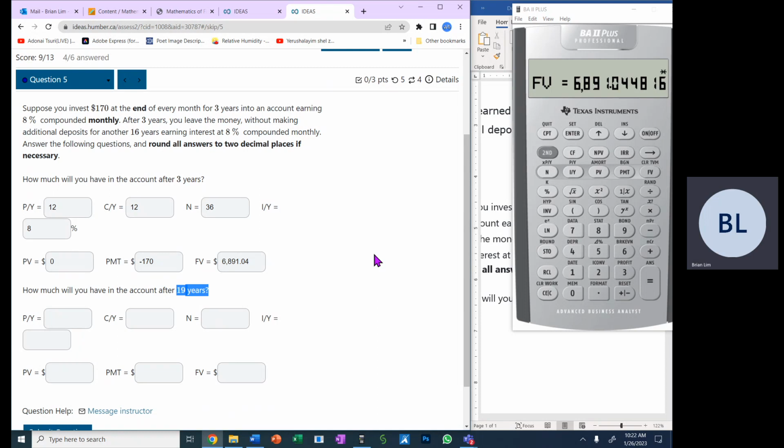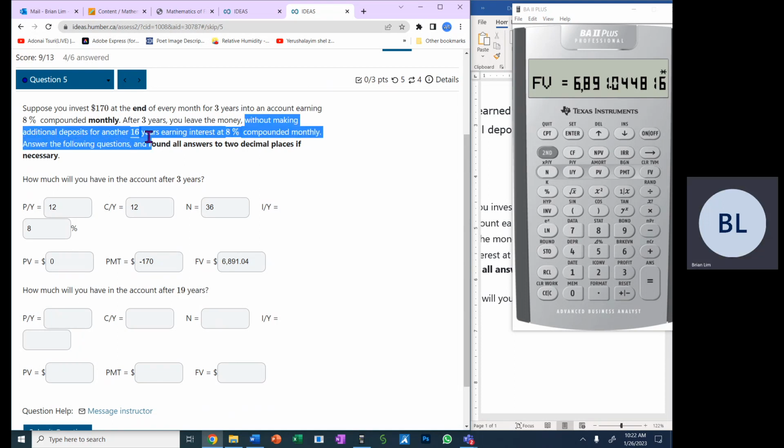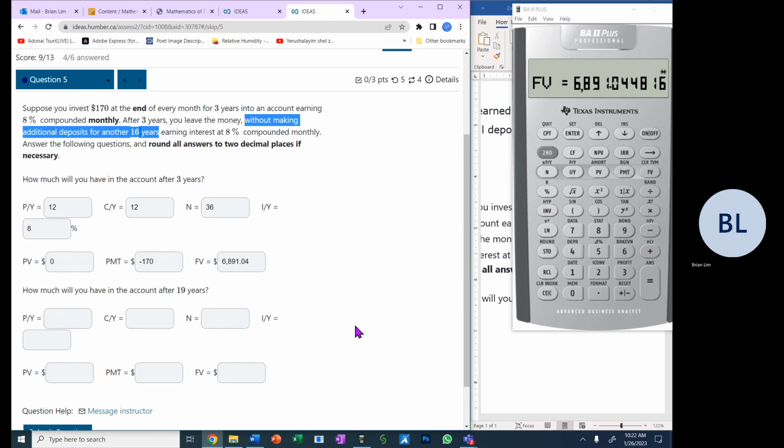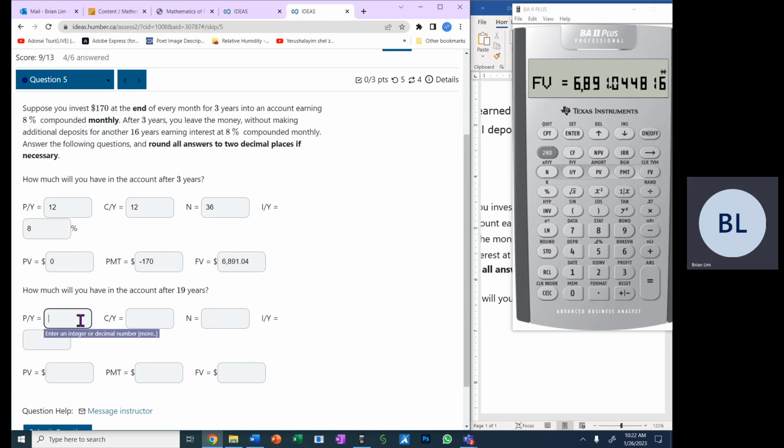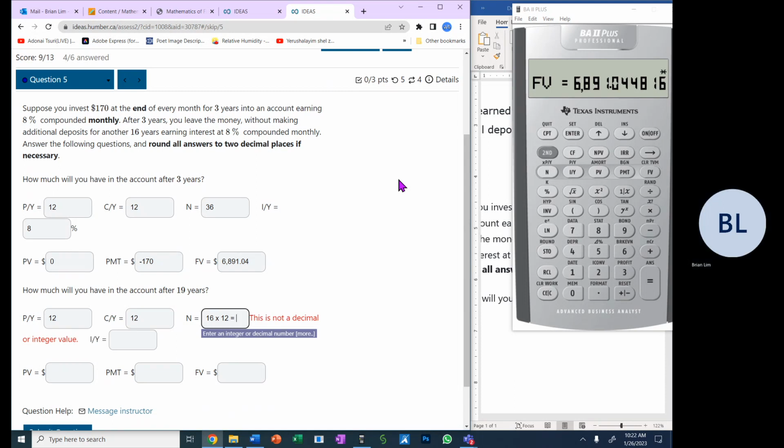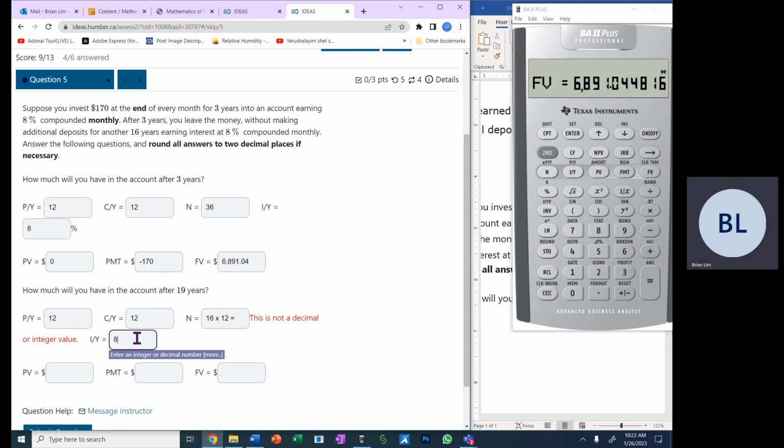Okay, so this second part is 16 years, all right? Because it says without making additional deposits for another 16 years. So P/Y will remain the same at 12 and C/Y will also be 12. And the number of years, well, N, we will use the calculator to do it, but what it does is multiply 16 years by 12 and we'll get an answer. Okay, I/Y is still 8, earning interest at 8% compounded monthly. So I/Y is still 8.